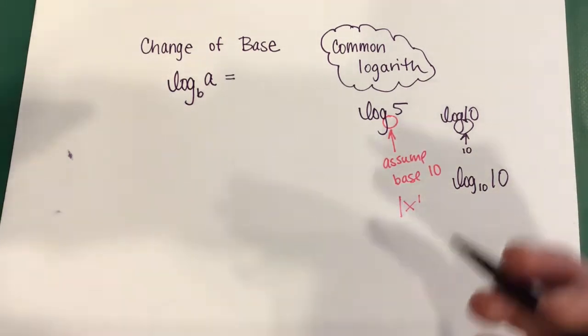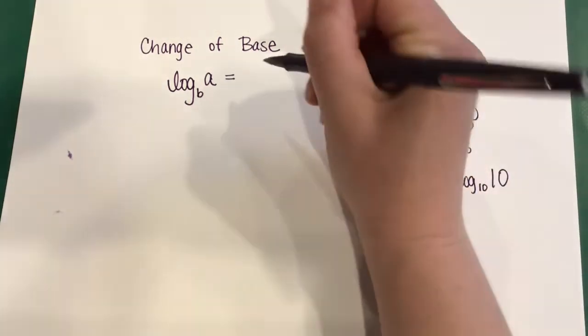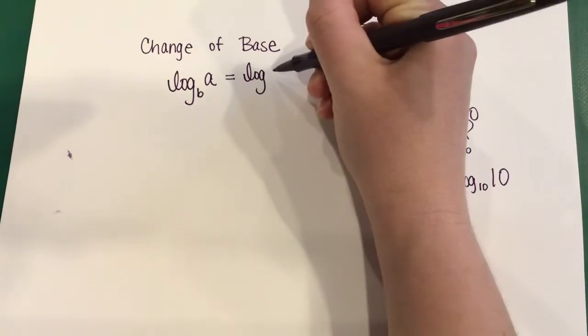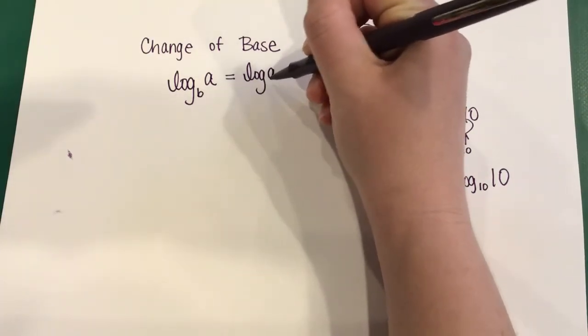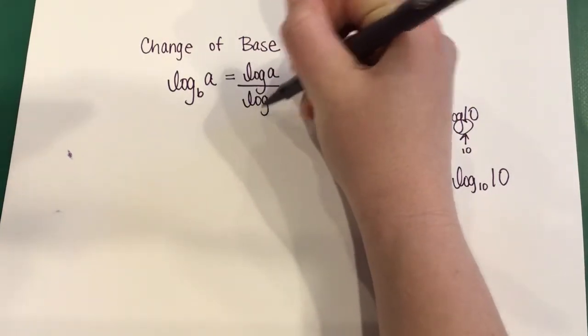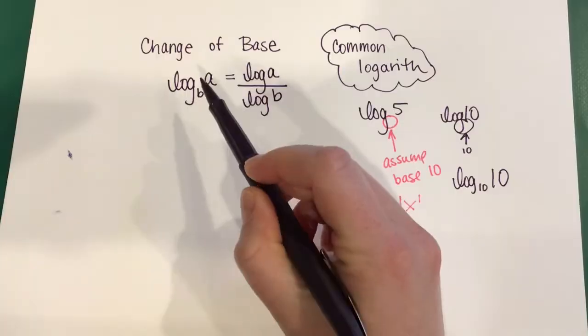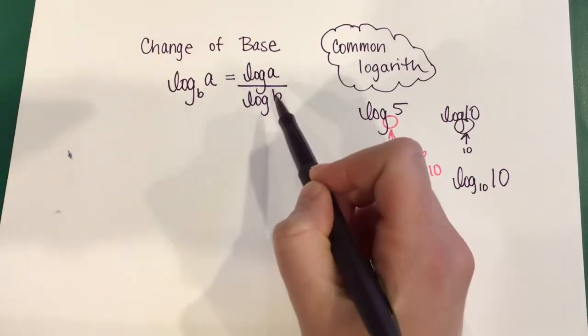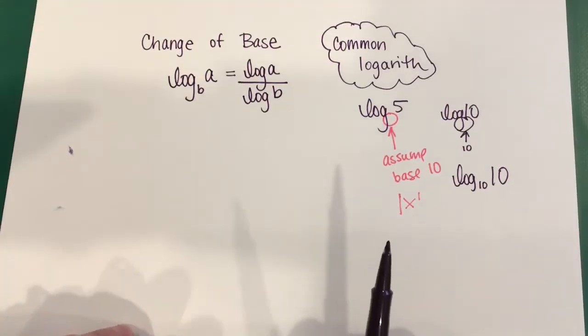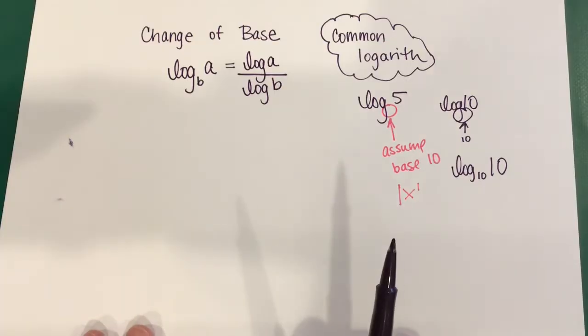Well, we do this change of base formula, and your change of base formula tells you then that you can redo this as the log of A, so the common log here, over the log of B. And I remember this because the base of my log is the base of my fraction. So let me prove this to you guys that this actually works.